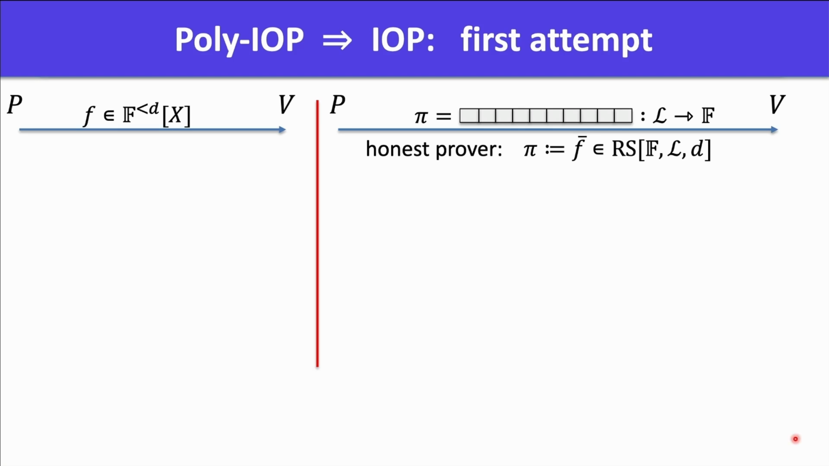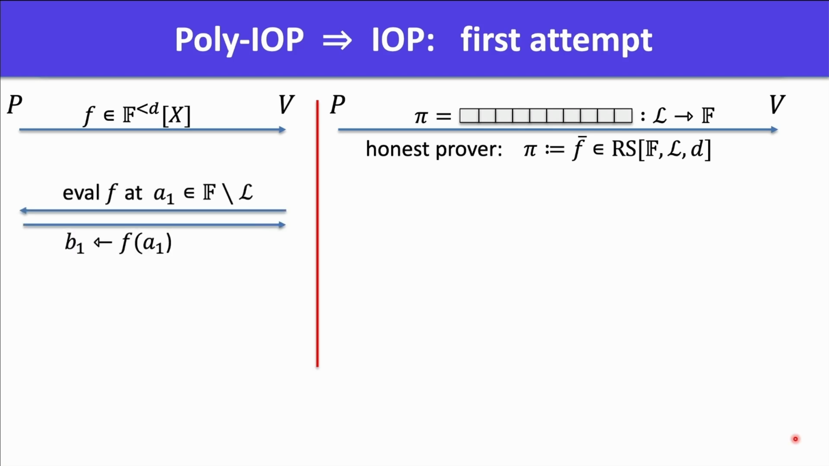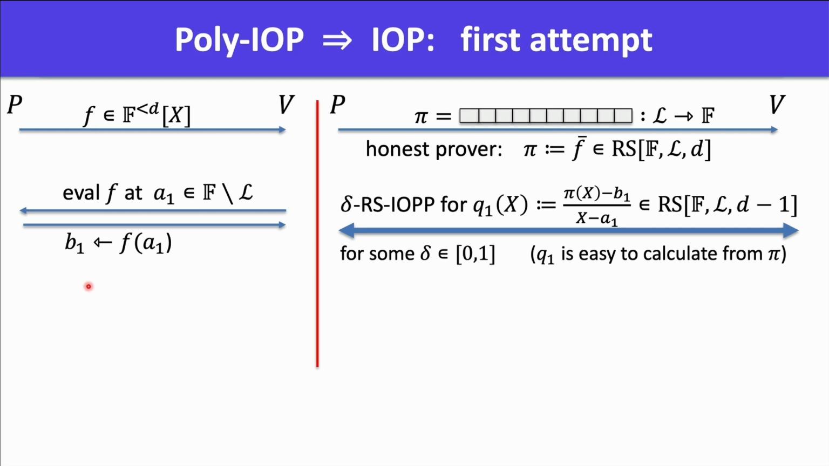Now, in the Poly-IOP world, the verifier will want to query this polynomial at some point a1 and receive back the evaluation of f at a1. In the IOP world, the prover now has to convince the verifier that b1 is equal to f of a1. How do we do this? This is exactly where we're going to use a Reed-Solomon IOPP. So the prover and verifier will run the interactive oracle proof of proximity to prove that this quotient here is actually close to the Reed-Solomon code of degree d minus 1.